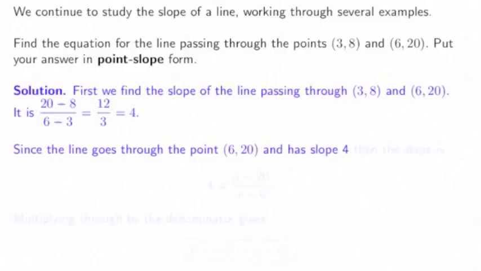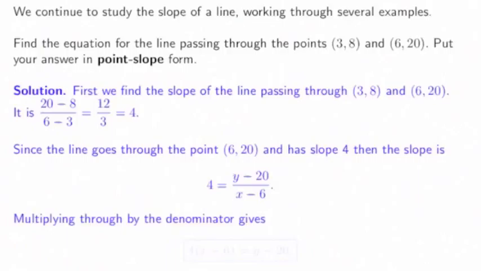If the line goes through (6, 20) and has slope 4, and goes through some other point (x, y), then our slope is 4, which is the rise, y minus 20, over the run, x minus 6. Multiplying through by the denominator gives us that 4 times the quantity x minus 6 is y minus 20. There's a fine answer.